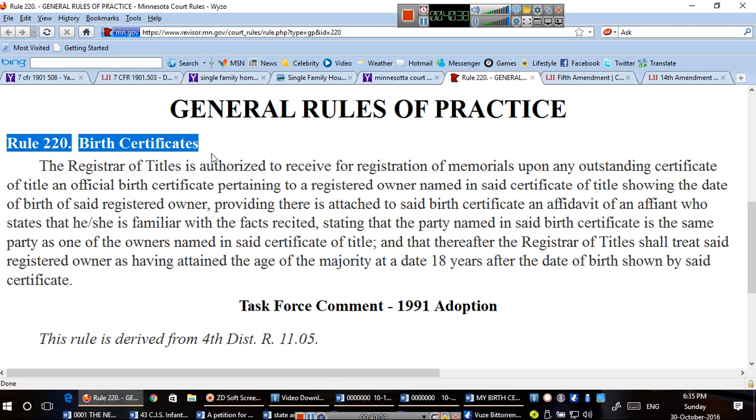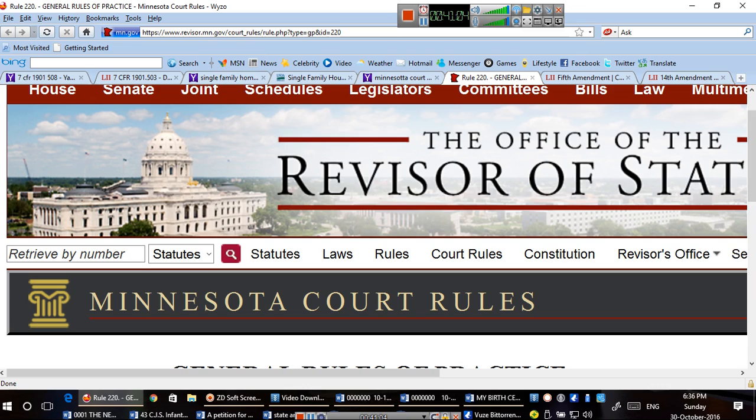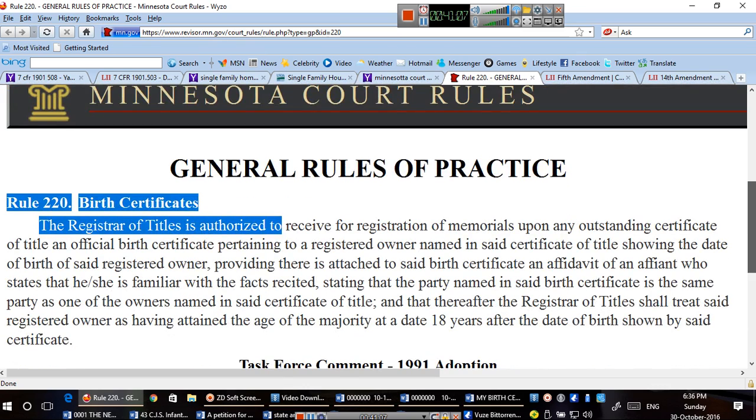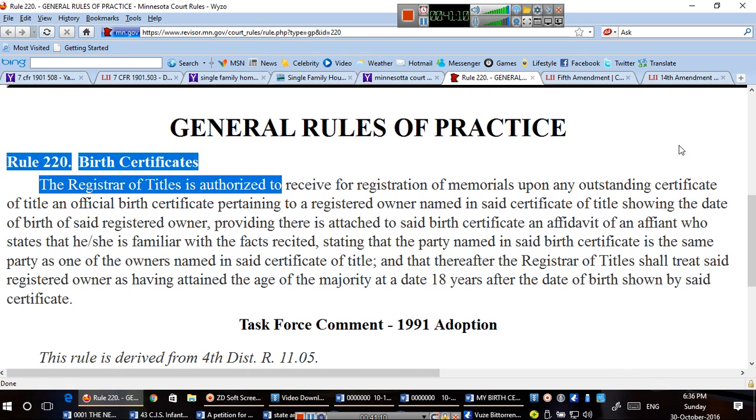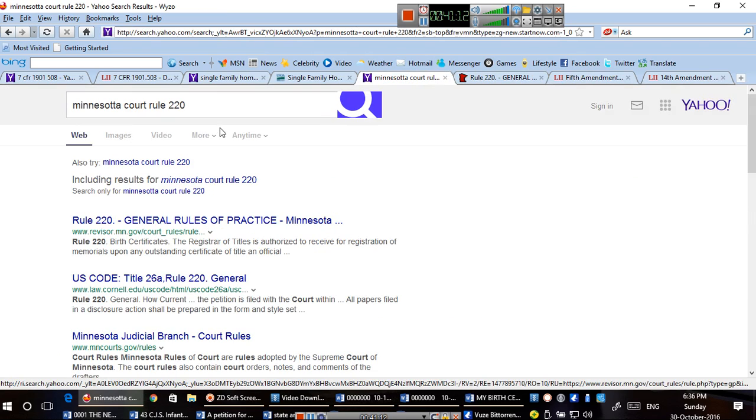Okay, so let's pay attention. Rule 220, birth certificate. The register of titles is authorized to... Wait. The register of titles, that's not part of the judicial branch, is it? What branch is the register of titles? Isn't that the executive branch? Yeah, executive branch. They're under the Secretary of State, which is under the governor, or the president, or the CEO. So that's the executive branch. So how does the judicial branch get to tell the executive branch what to do? Y'all ain't heard of separation of powers? Hold on, let's do that. It's called the separation of powers clause.